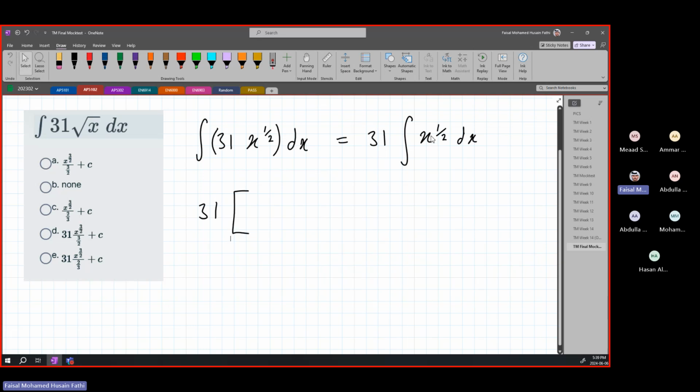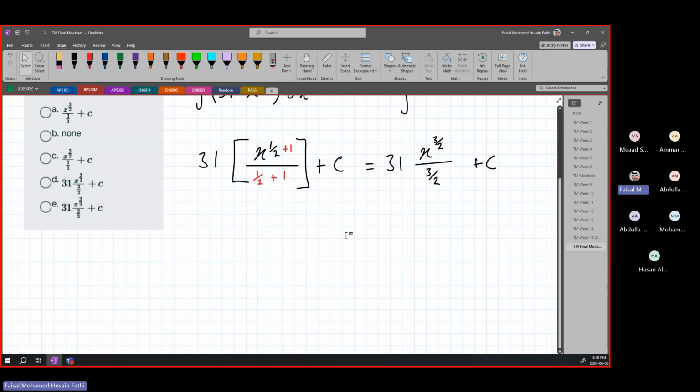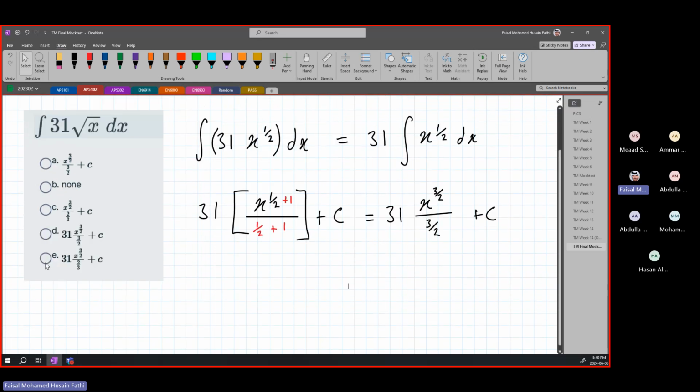If we do the integration of x to the power of half, we're going to add 1 for the general rule, and then divide by half plus 1. This is your rule, plus c. So if we simplify this, it is going to be 31 times x to the power of half plus 1, which is 3 over 2, divided by 3 over 2, plus c. We can further simplify it, but you can see your solutions give it exactly this way, not simplified: x to the power of 3 over 2 up and 3 over 2 down, which is option d. This is your answer.